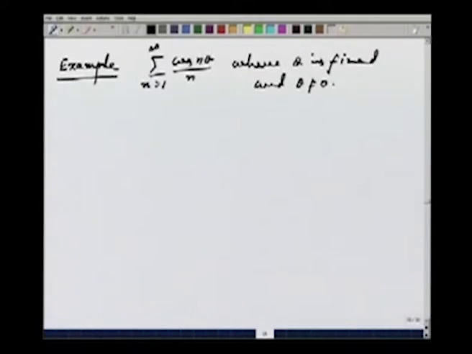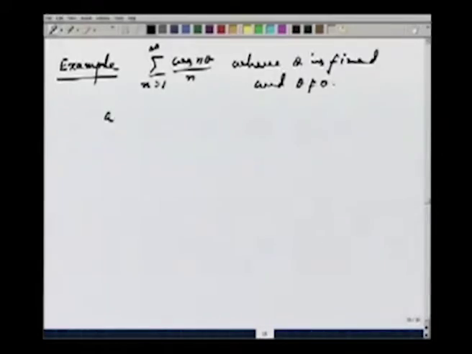Notice that if theta equals 0, then this series does not converge, because then cosine of n theta is 1 and summation 1 by n does not converge. But if theta is non-zero, then we are going to prove that this series converges. So what we do is we want to apply the Dirichlet test here.